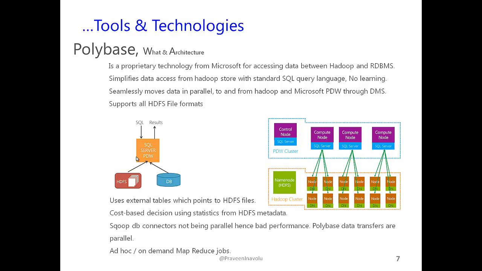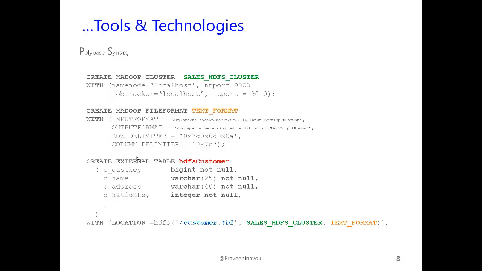the syntax. These are the commands that we use in PolyBase to connect to the Hadoop cluster. The first is creating the Hadoop cluster. This is to mention which cluster, basically what the name nodes and job tracker locations are, and register that information in PDW as metadata. Basically, we are creating an endpoint to the HDFS cluster.